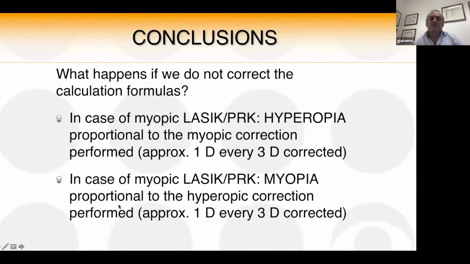And what happens if we do not correct the calculation formulas? In cases of myopic LASIK and PRK, you get a hyperopic error, around 1 diopter every 3 diopters of myopic correction. And the opposite happens in case of hyperopic, not myopic, LASIK and PRK: you get a myopic error.